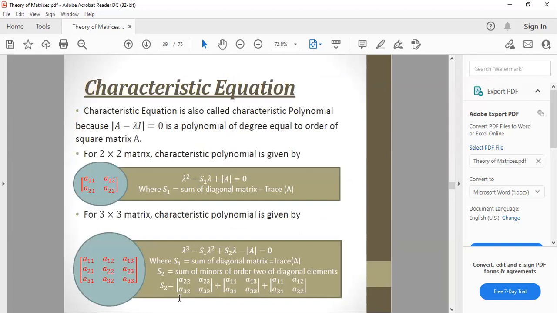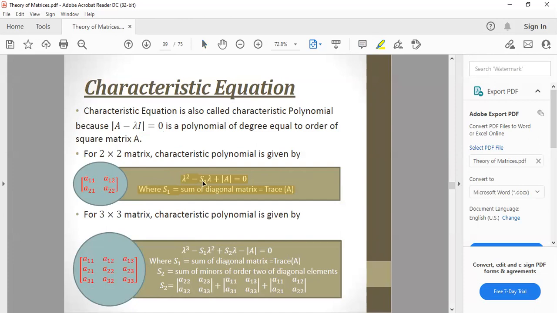This is all that I have written on the whiteboard. This is an important one. There is a shortcut method by which you can directly write down the characteristic equation. We know that the characteristic polynomial is the determinant of A minus lambda I equal to 0. Now by this shortcut method we can directly write down the characteristic polynomial for a 2 by 2 matrix like this: a11, a12, a21, and a22. This is my matrix. For that 2 by 2 matrix, how can I write down the characteristic polynomial? The characteristic polynomial is this.